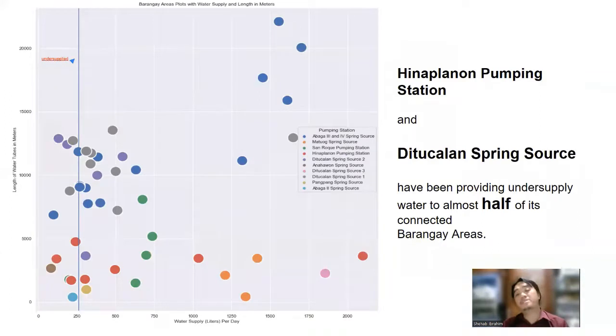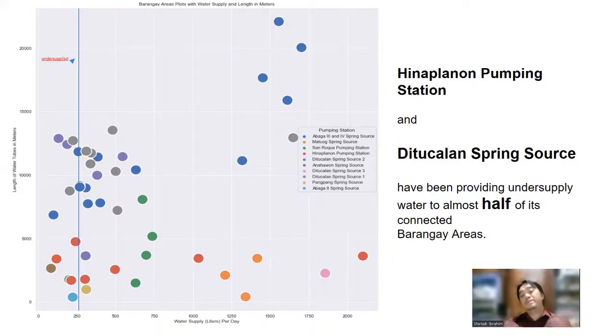Now, in this visual, the dots represent the barangay areas. On the x-axis we have the water supply in liters per day, and the y-axis is the length of water pipes in meters. The colors represent the pumping station.